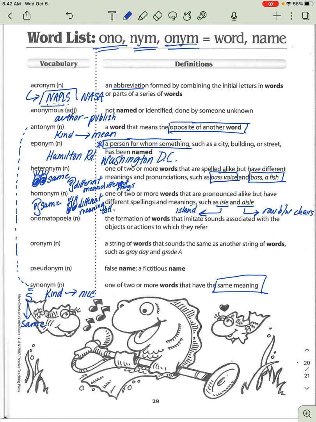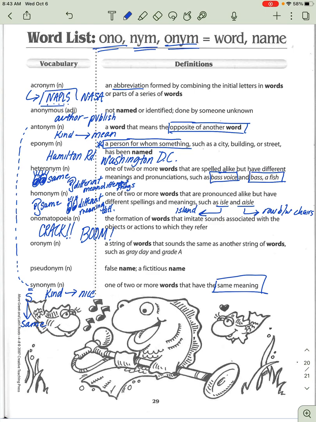Onomatopoeia, you guys know, that is one of our different figurative language uses. It's a formation of words to imitate sounds, okay? So if you see somebody do this, crack, when a baseball is hit, or boom, when something explodes, that is onomatopoeia.